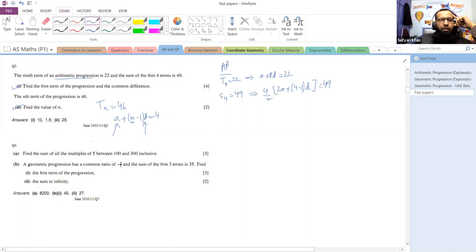Question number four, find the sum of all the multiples of 5 between 100 and 300 inclusive. Now the first thing that we need to decide over here is whether this is a geometric progression question or an arithmetic progression question. So can some of you highlight whether it's a GP question or an AP question? I need your suggestion in the chat box.